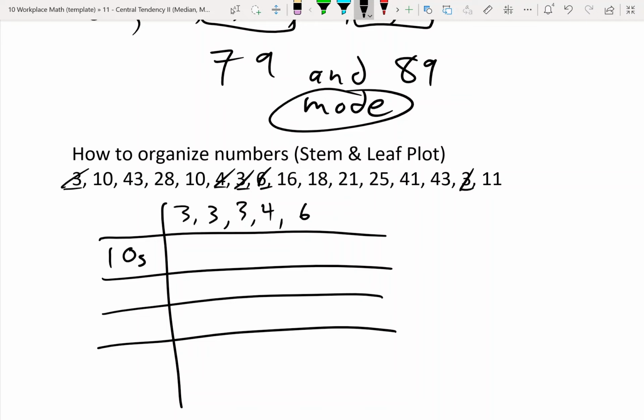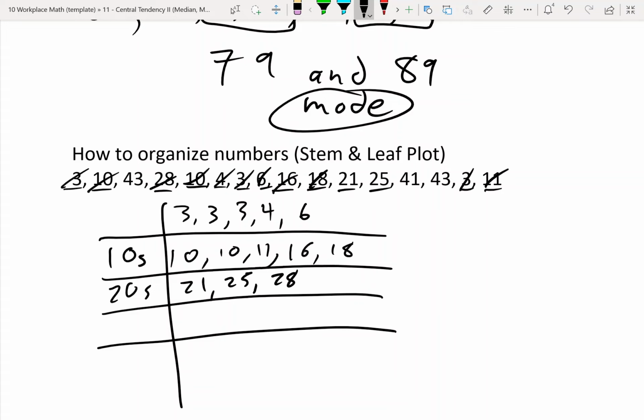The next one is going to be the tens, so all the numbers that start with a 1. We've got 10, 10, 16, 18, and 11. So we're obviously going to do the 10s first, and then 11 is next, and then 16, then 18. Cool. Now we'll do the 20s. We got 28, 21, 25, so 21, 25, 28. That's those 3. And then the 30s, there's actually none in this one, and then the 40s. The 40s are going to be 41, 43, and 43. And I can double check: I crossed out every single number, so I'm done.